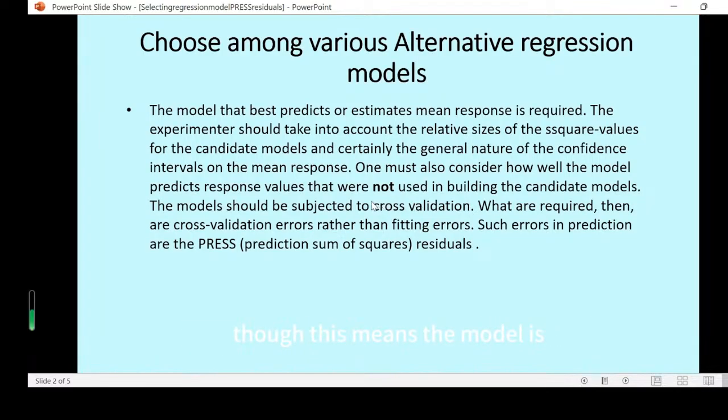So this means the model is used to predict the unused data, right? You get estimation from the current data, but the purpose of building the model is to predict the unseen data. So this idea is the same as cross-validation in machine learning. In regression statistical data analysis, we can use what are called PRESS residuals, associated with cross-validation errors. PRESS here means prediction sum of squares.